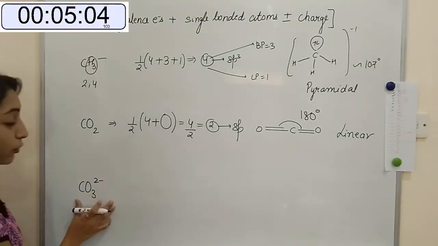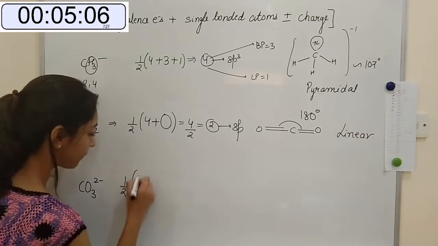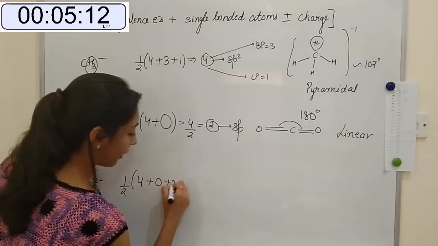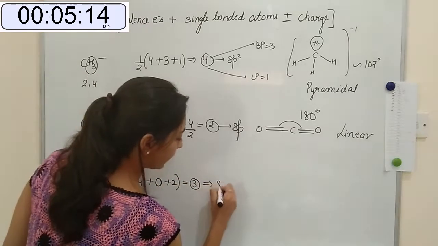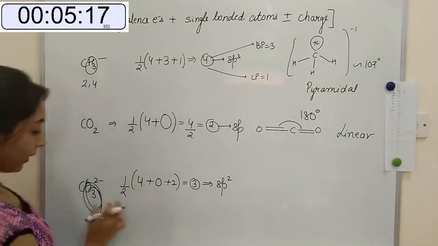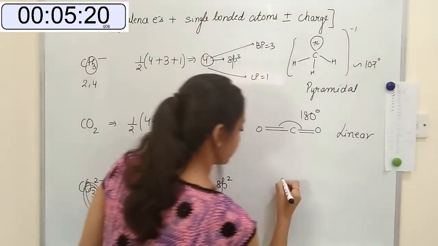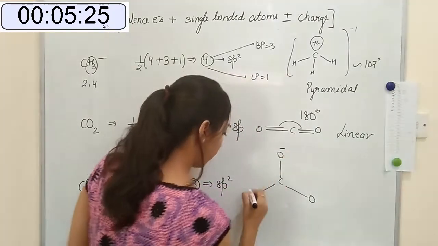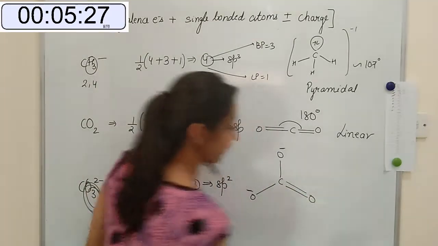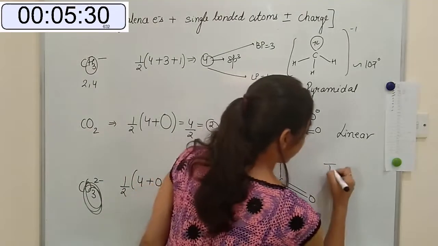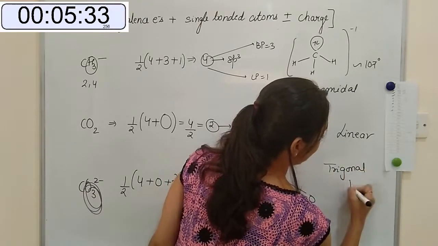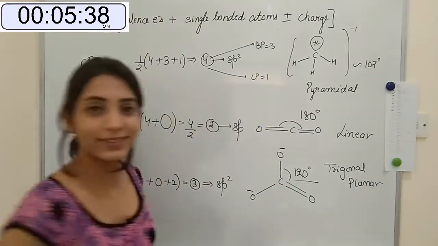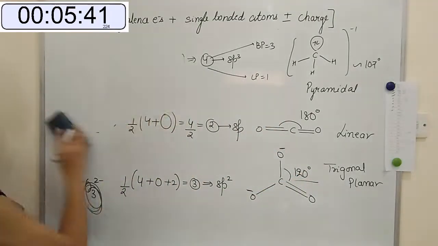Done. Let us move to CO3 2 minus, half, 4 plus. Again 3 oxygens, but I'll put 0. Minus 2, so plus 2. So it comes out to be 3. 3 means sp2. Done. Now see, 2 negatives are there. So put this O, O, O. 2 negatives are there. Put negative on any of the 2 oxygens and put a double bond. So this is carbonate ion. The shape is trigonal planar and the bond angle is 120 degrees. Done. So these were all the molecules with respect to carbon.